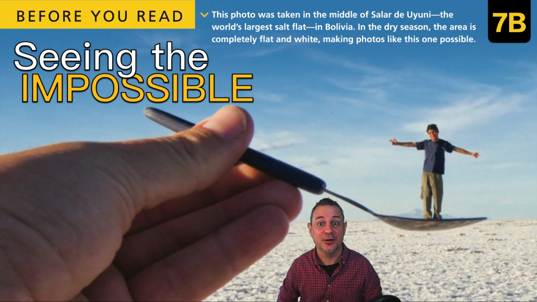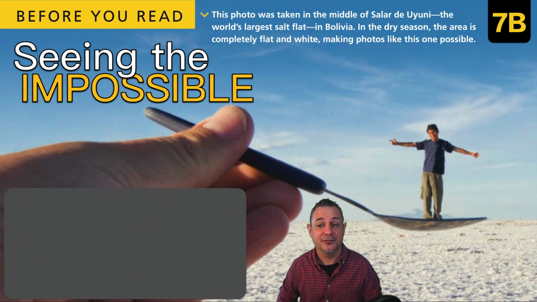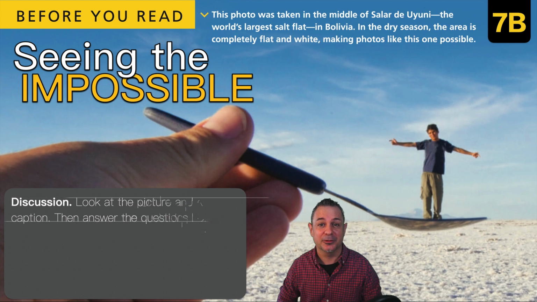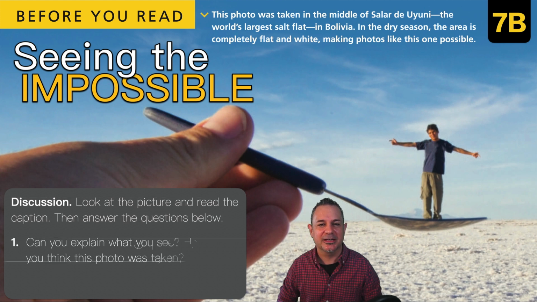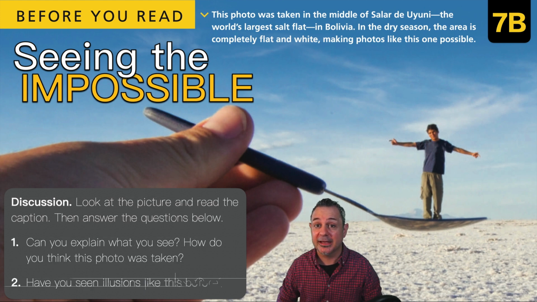Take a look at this photo. This photo was taken in the middle of the Salar de Uyuni, the world's largest salt flat in Bolivia. In the dry season, this area is completely flat and white, making photos like this one possible. Look at the picture and read the caption. Well, we've already read the caption. Let's take a look at this picture.